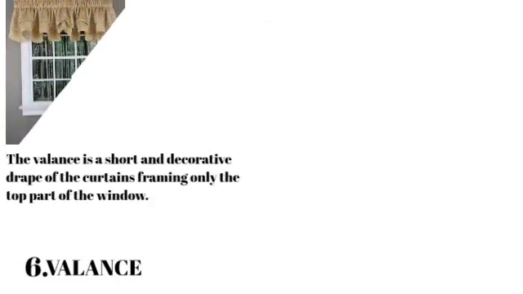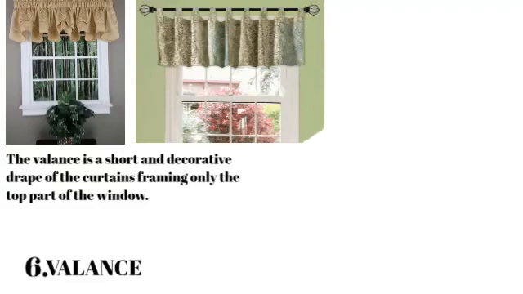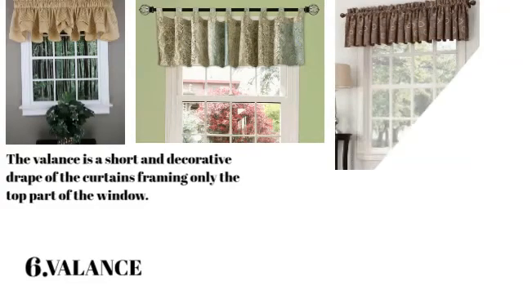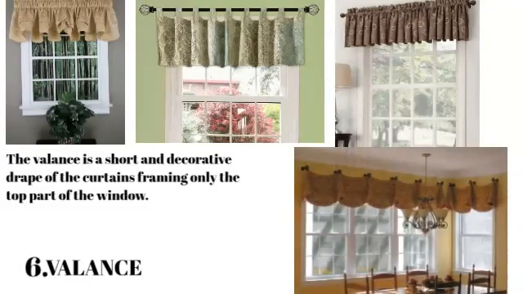Number 6. Valance. A valance is a form of window treatment covering the uppermost part of the window and can be hung alone or paired with window blinds or curtains. Valances are also a great way to conceal drapery hardware or conceal a too large space between the top of the window and the crown molding.